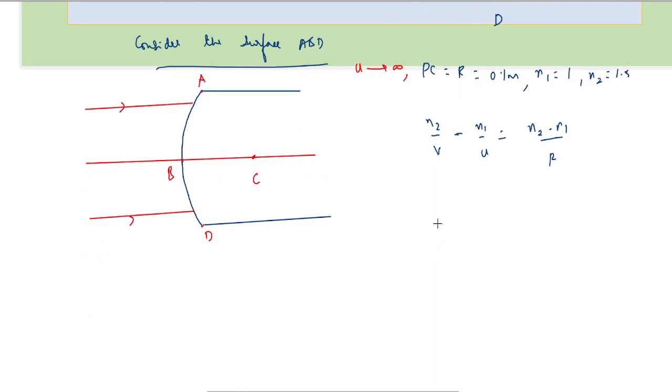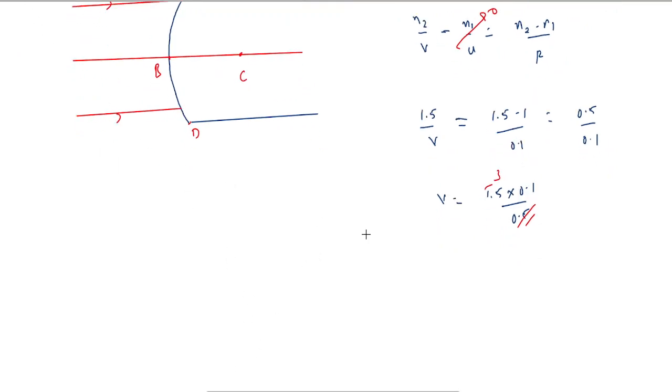So N2 is 1.5. So 1.5 by V minus this term, which tends to 0 because U tends to infinity, is equal to (1.5 minus 1) by 0.1, that is 0.5 by 0.1. If you cross multiply and solve, V is equal to 1.5 into 0.1 by 0.5. The 5s cancel, 3 into 0.1 would be 0.3. Therefore, V is equal to 0.3 meter.